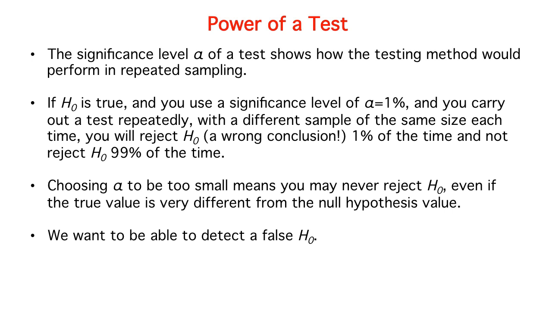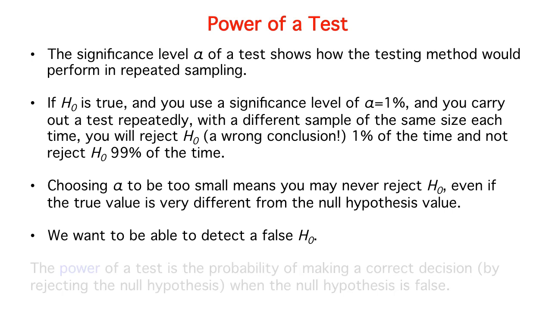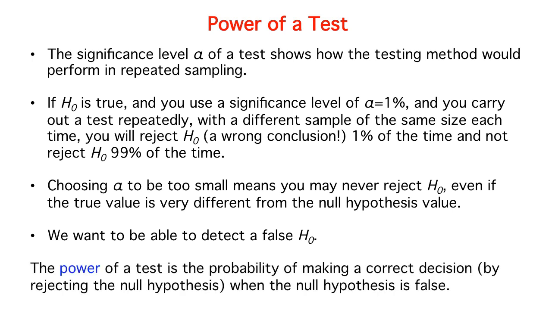For a fixed significance level and a particular alternative value of the parameter being true, the probability that we reject the null hypothesis is called the power of the test against that alternative. So the power is the probability of making a correct decision when the null hypothesis is false. That is, we correctly reject the null hypothesis. The higher the power of a test, the more sensitive it is in detecting a false null hypothesis. As its name implies, power is a good thing. We'll want power to be high.